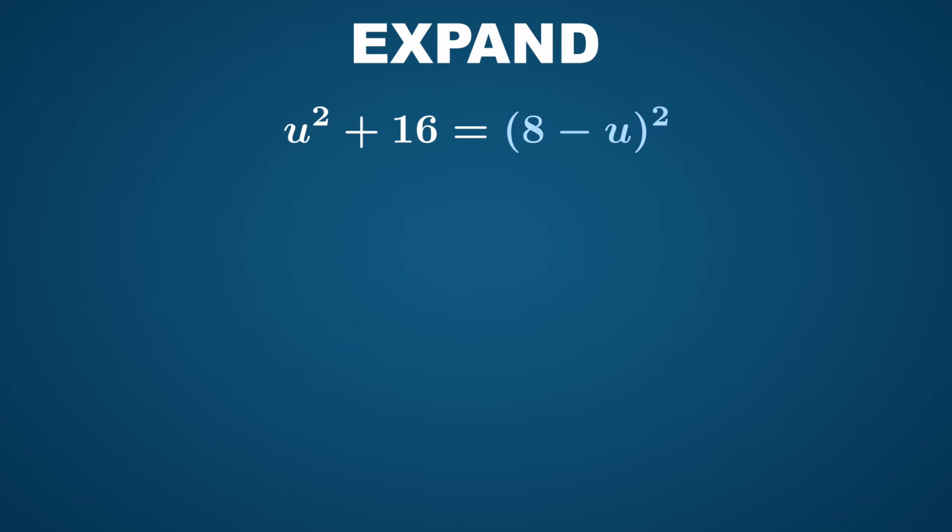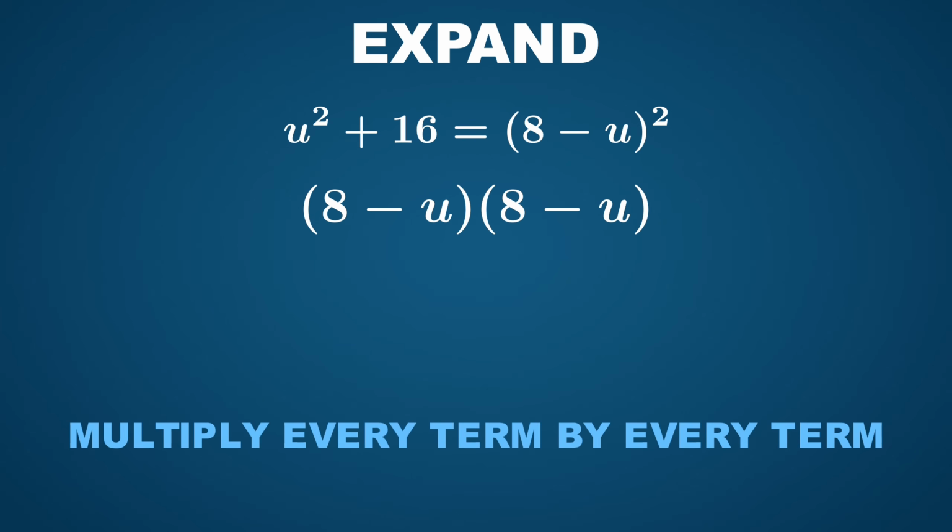On the right-hand side, we are faced with expanding the binomial 8 minus u squared. Squaring a binomial means we must multiply the group by an identical copy of itself. We must multiply the quantity 8 minus u by another quantity of 8 minus u. We will use the standard distributive property to perform this binomial multiplication. Every term in the first binomial is multiplied by every term in the second binomial.